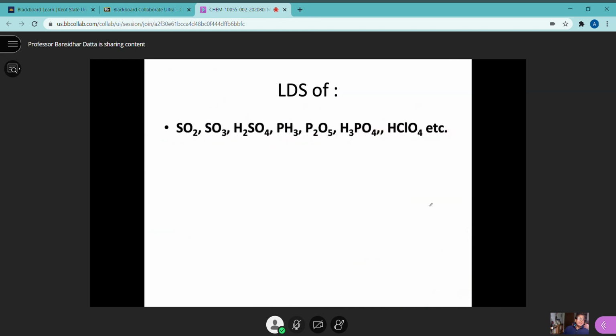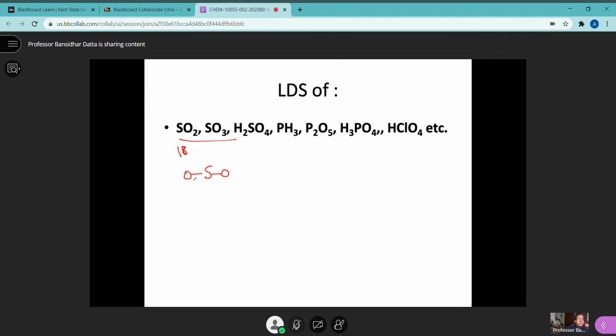So now let's do this. Who can do the sulfur dioxide for me? Let's at least try this one, whatever time remaining. So sulfur has how many electrons? 6. Oxygen has 6 times 2, 18 together. So 18 total number of electrons. So how are we going to do it? Sulfur, oxygen, and oxygen. Let's do it this way.